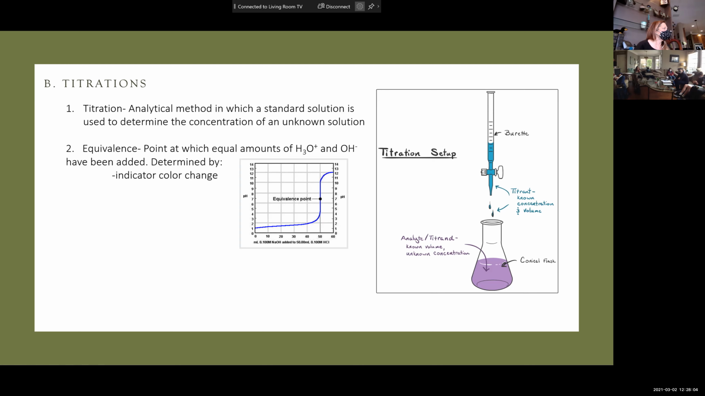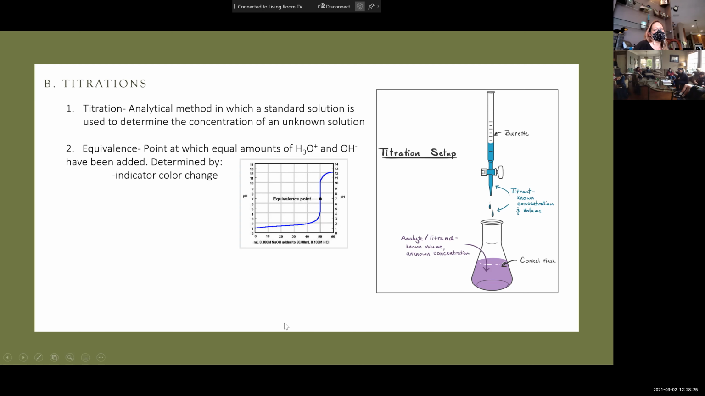What was our indicator today? Yeah, phenolphthalein, a heck of a word that nobody likes to say. So yes, that was our indicator today. It's not the only indicator. I actually have 4 separate indicator solutions upstairs, plus litmus paper.